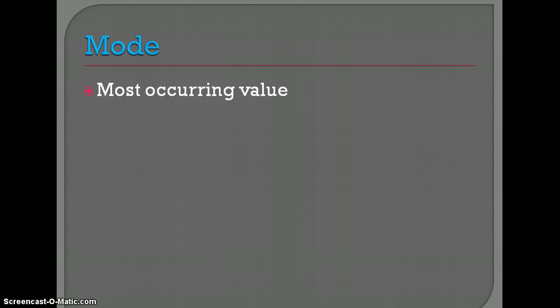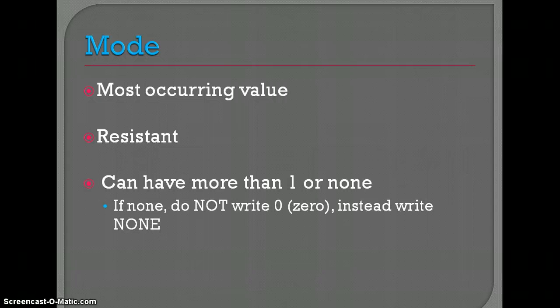Mode. Mode is the most occurring value in a particular data set. It is resistant, meaning that an outside value does not change the outcome significantly of the original mode value. You can always have more than one mode, or you can have none.